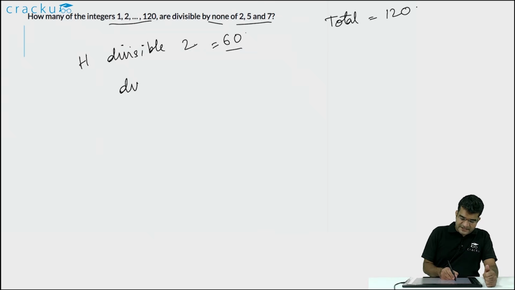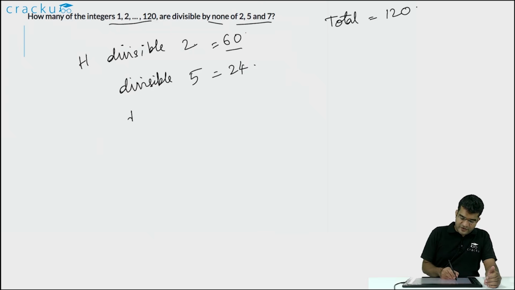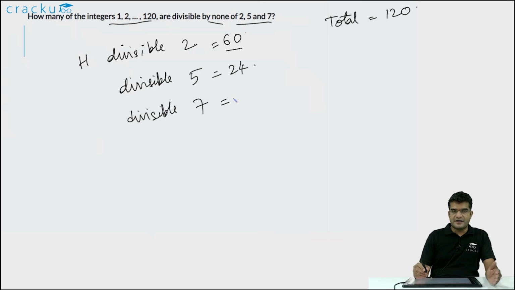How many of these are divisible by 5? The number of integers which are divisible by 5 is 120 divided by 5, which is equal to 24. And the number of integers amongst the given list which are divisible by 7 is the integral part of 120 divided by 7, which is equal to 17.